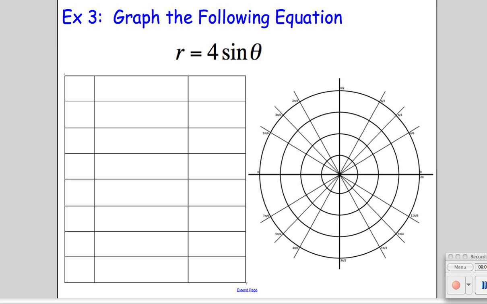If we're trying to graph an equation, we of course will plug in theta, because theta is like your x, your independent variable, excuse me. So we're going to plug in theta, and we're going to find r. And we're going to collect a bunch of points that will allow us to graph a particular curve.